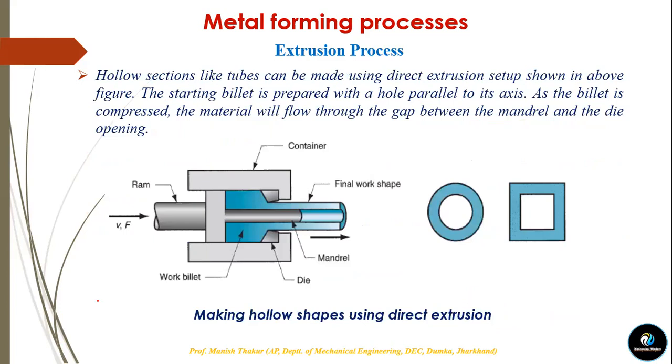Look at this. In the direct extrusion process, you can also make a hollow shape. This is the hollow shape, right? And this is the square. This is the channel, that is a hollow channel shape, right? ठीक है. By using a mandrel. A mandrel is a device which is used to create the hole in an extruded product. The hollow sections like tube can be made using the direct extrusion setup as shown in the figure.